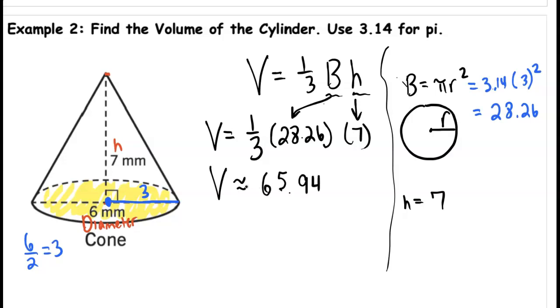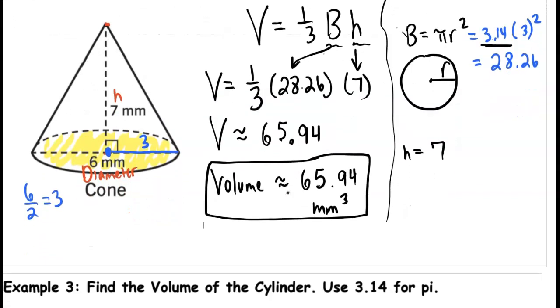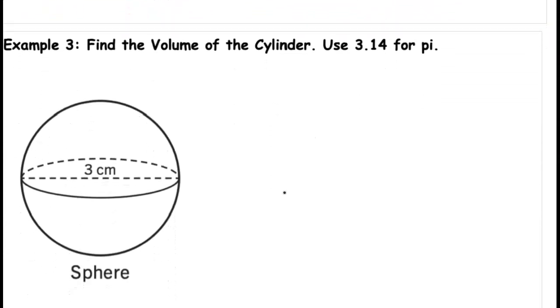Now the reason why I have to use my approximation sign right here is because after all, I'm always using only just an approximation of pi. So my final answer is also an approximation. Now this is volume, and volume is measured in cubic units. I'm going to say volume is approximately 65.94 meters cubed. And I'm done. Okay, so that was the volume of a cone. Lastly, let's go ahead and practice finding the volume of a cylinder.